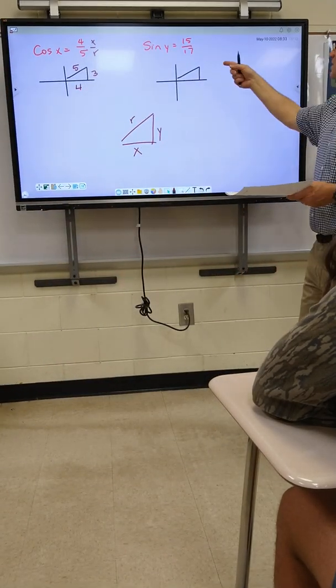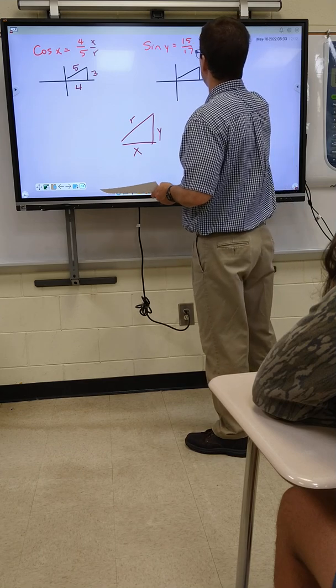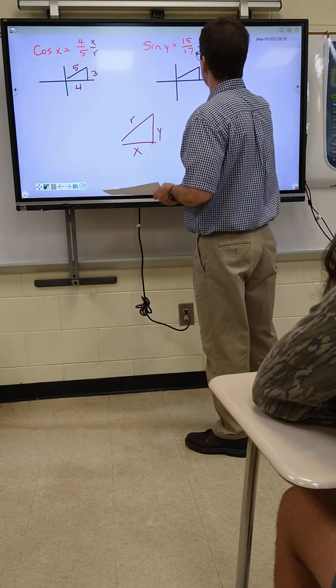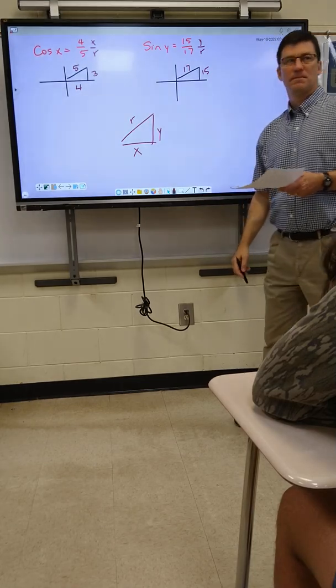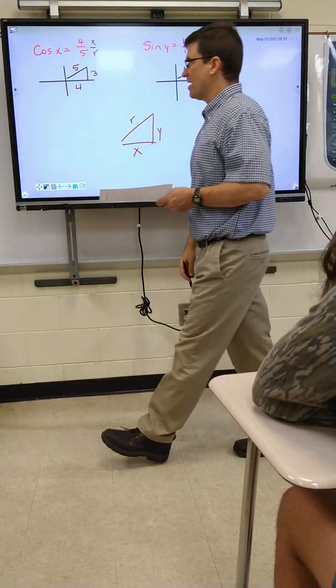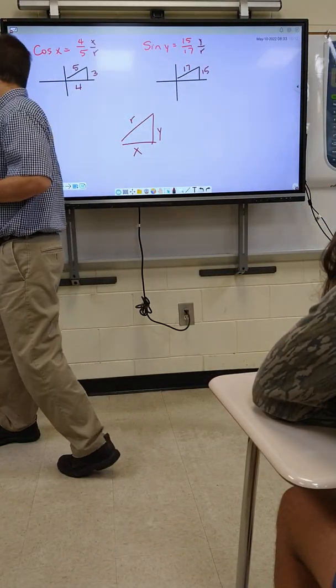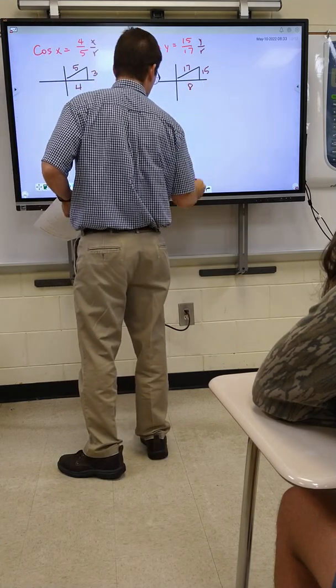All right, second triangle. Sine is y over r, so that's 15 and 17. Kayla says the other side is 8. Let's check it. She is correct. You're so smart.